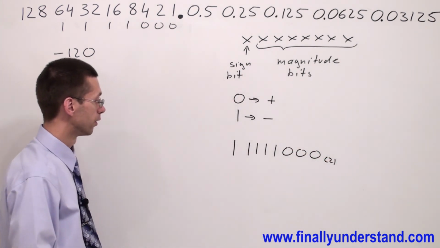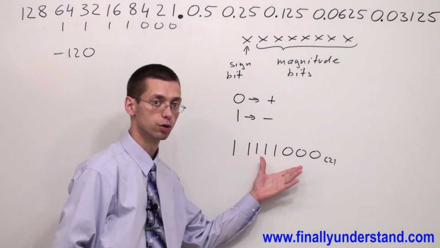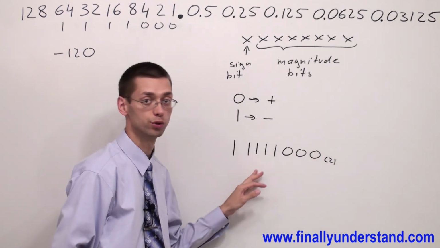So 1 represents the negative sign. This is my magnitude, 120. That's why this is the solution to my problem.